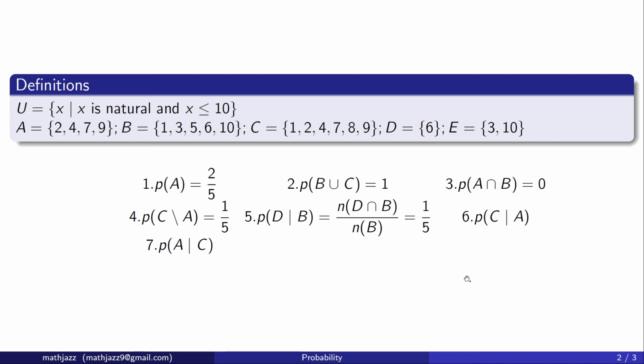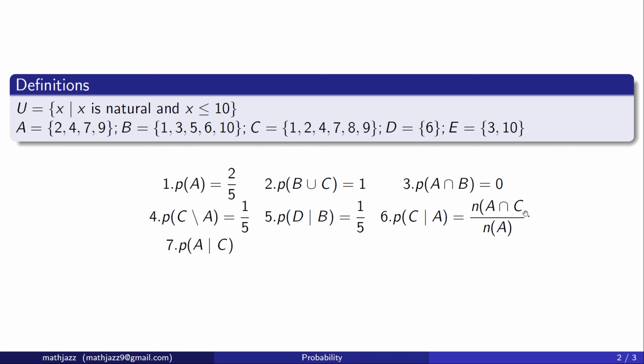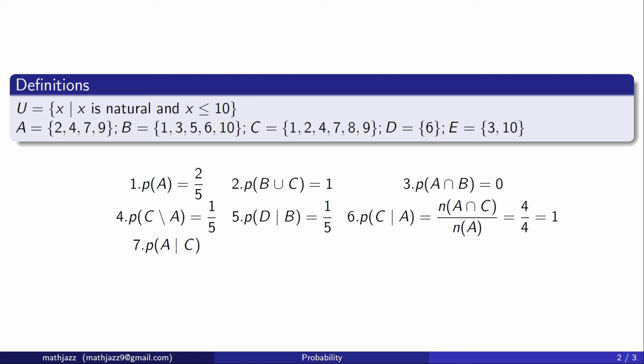Formulaically, problem 6 looks like this. And I missed a parenthesis, and I apologize for that. It's going to be the number of elements in A and C, or A intersect C, divided by the number of elements in A. So, what elements are in both A and C? 2, 4, 7, and 9. So there are 4 elements that go on the top of the fraction. How many elements in the bottom of the fraction? Well, 4, because there are 4 elements in A. So the probability of C given A is 1.